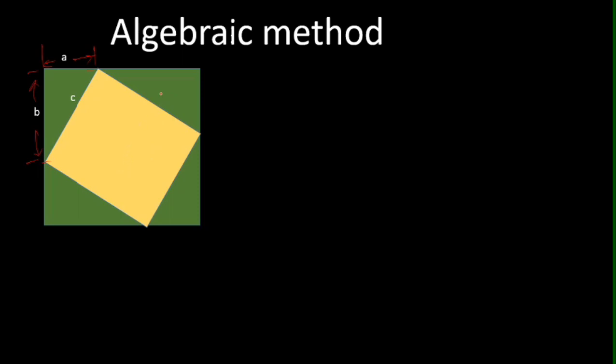Now if we find out the total area of this square, then we can easily prove the Pythagoras equation. This is triangle 1, this is triangle 2, this is triangle 3, this is triangle 4.